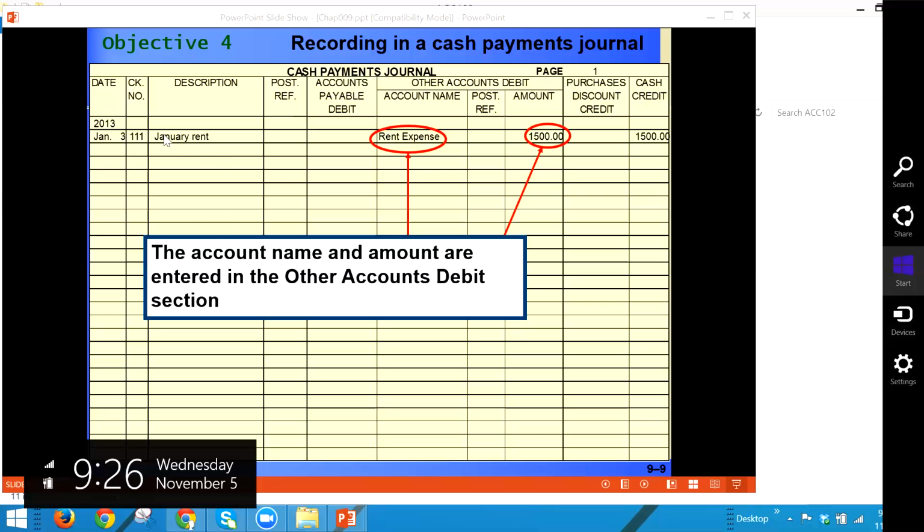So here we're going to pay off our January rent. It's going to be check number 111, January rent. The other account, since it's not accounts payable, and we don't have a column for rent expense, which we're not going to have because it's only used once a month, doesn't deserve a column on its own, so it's going to be in the other accounts section. So here we have account name, rent expense. The amount is $1,500, and you're going to credit cash $1,500.